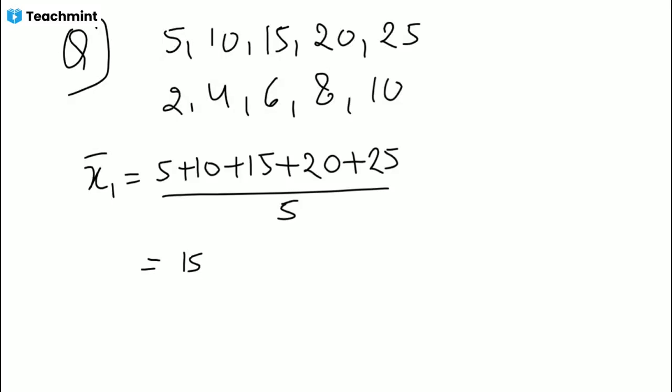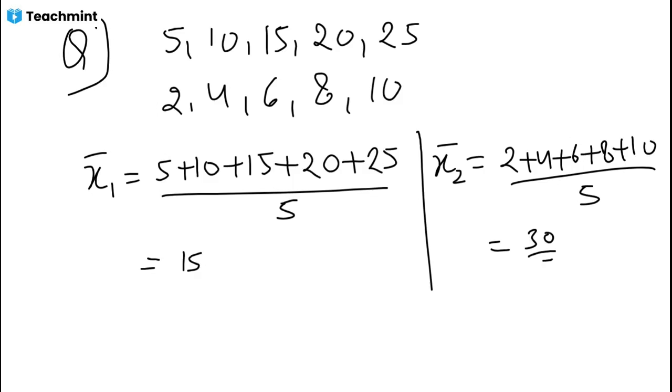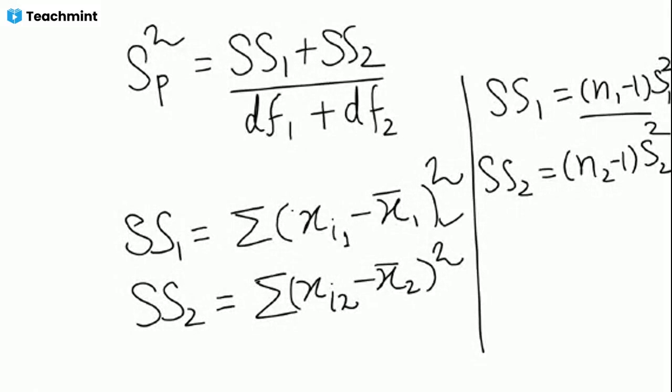And for the second data, x2 bar, we have 2 plus 4 plus 6 plus 8 plus 10 divided by 5. So what do we have? 10, 20, 30 divided by 5, which means we have 6 only. Now let us construct a table for both of these.